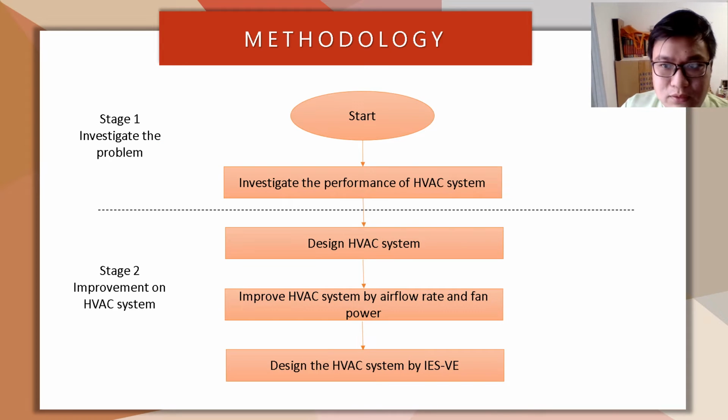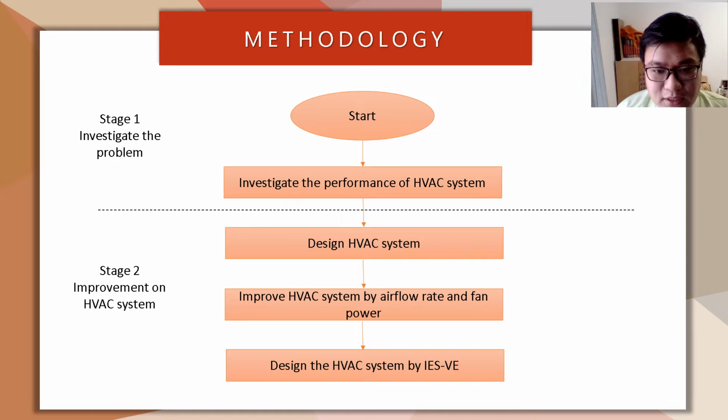Okay, we're going to the flow chart. In this flow chart, there are three stages. Stage 1 is to investigate the problem. So we will investigate the performance of the HVAC system. We're moving to stage 2, improvement on the HVAC system, the design of the HVAC system. First we will design the HVAC system and then improve the HVAC system by air flow rate and fan power.